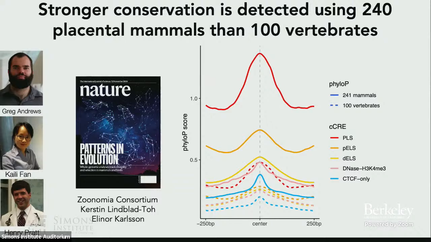So we took the 240 mammal PhyloP. And indeed, you see these solid lines are a lot higher than the dashed lines. The dashed lines are from the 100 vertebrates in the previous plot I showed you. So it's quite a bit, like 3 times higher. And we have our hopes up, so this is great.